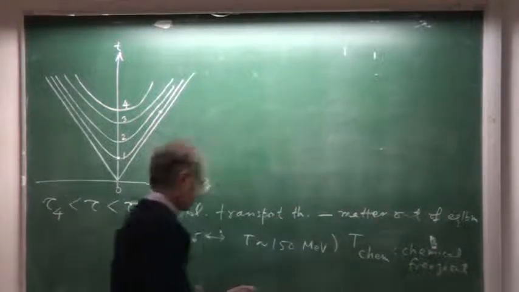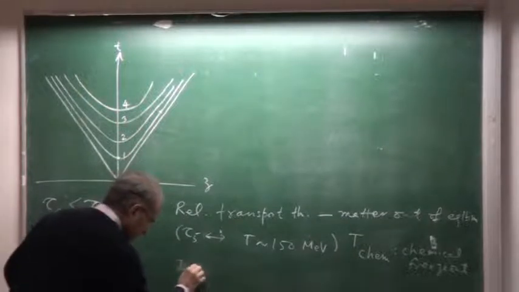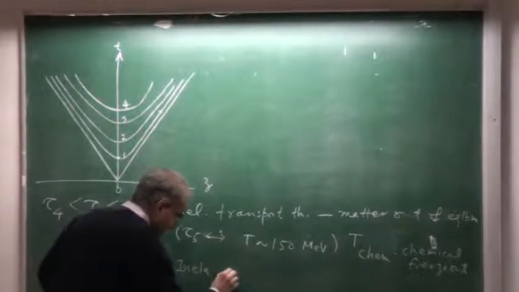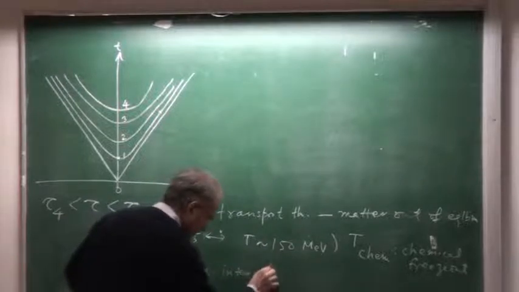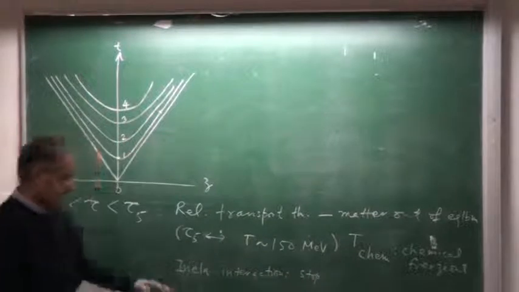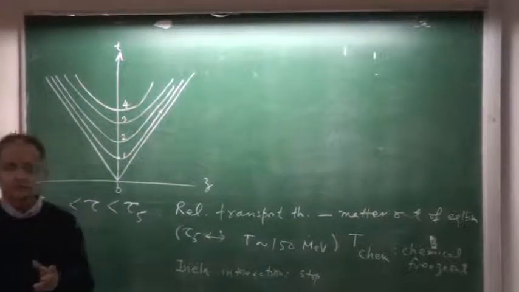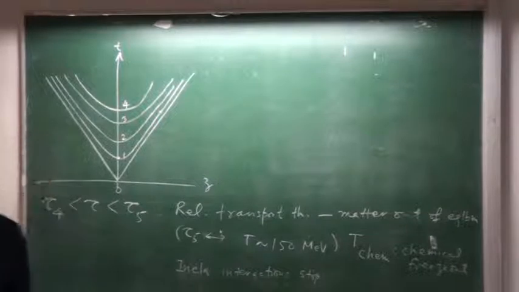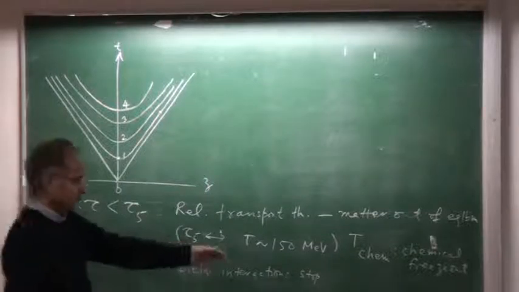So inelastic interactions stop. Which means the abundances of various particles get frozen. Freeze out means something is frozen. What is frozen? The ratios of various species. How many pions versus how many kaons, etc. Those ratios get frozen. They don't change anymore. That's why it's called chemical freeze out.